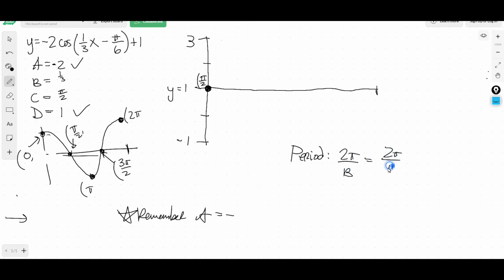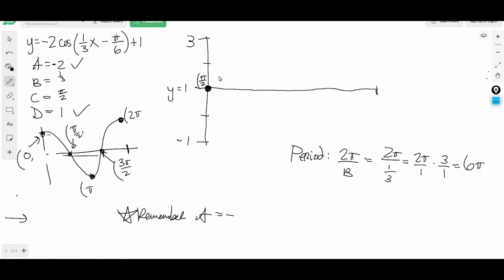So in this case, 2 pi over 1 over 3, which is what b is. Anyway, which is 2 pi over 1 times 3 over 1, because I do the reciprocal, which gives me 6 pi. So my graph stretches out over to 6 pi here.